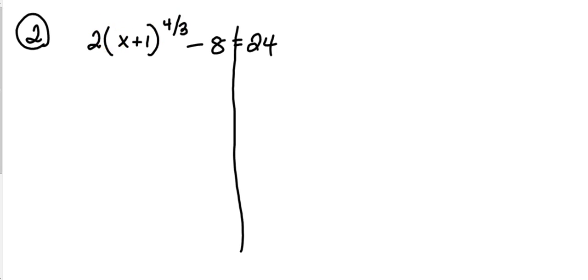So the first thing we're going to ask ourselves is there something we could add or subtract? My goal is to get this term by itself. I'm trying to isolate that term. So let me ask one more time. Is there something we could add or subtract? Well, I see this minus 8, so I can add 8 to both sides.